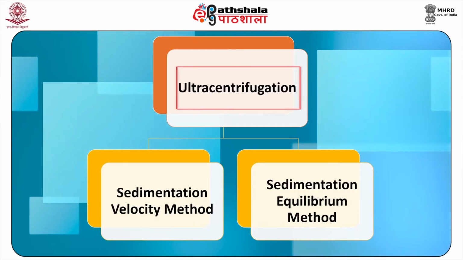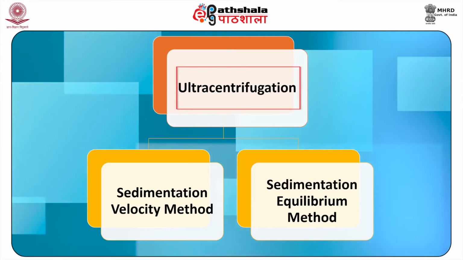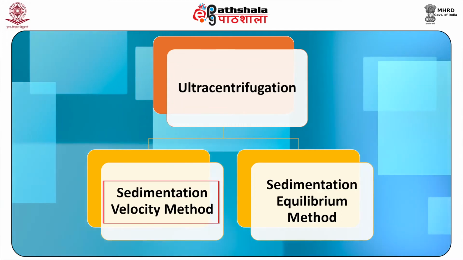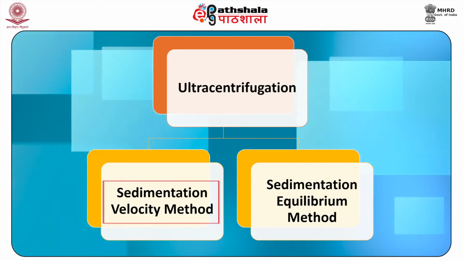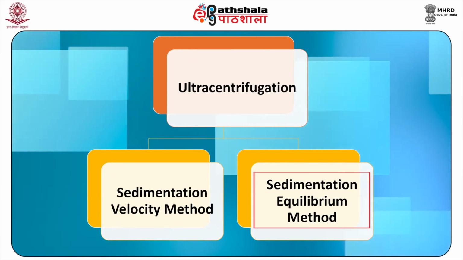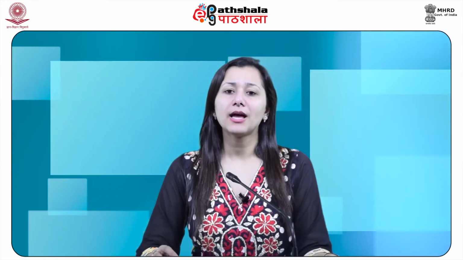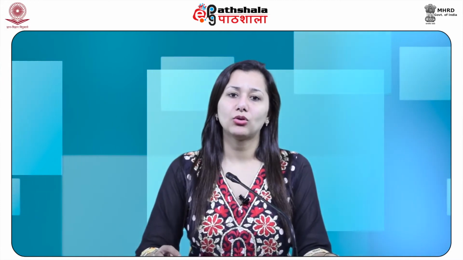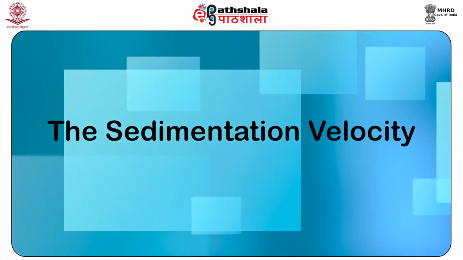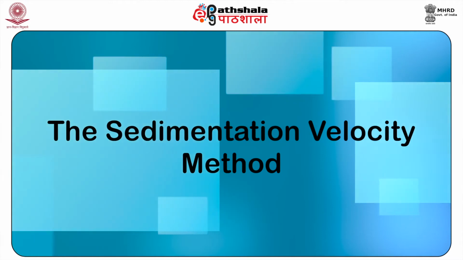The ultracentrifugation technique for the determination of molar mass of a polymer may involve A, the sedimentation velocity method, or B, the sedimentation equilibrium method. While the first method yields the number average molar mass, the second method yields the mass average molar mass. First, we shall discuss the sedimentation velocity method.